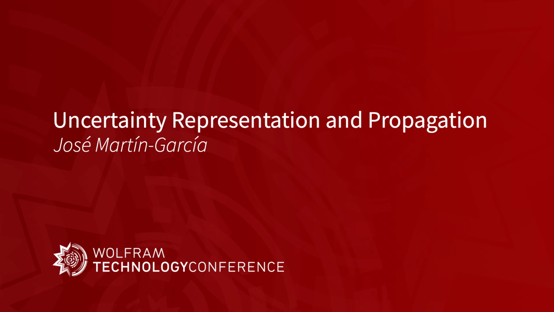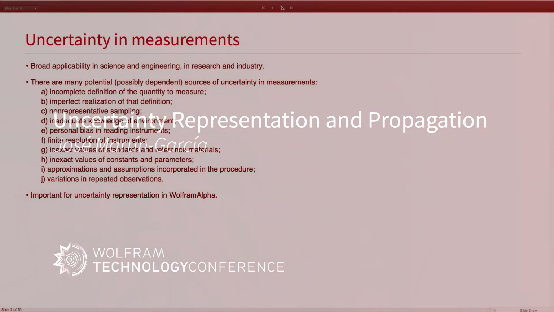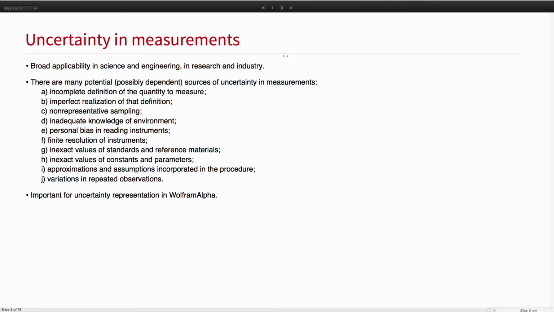Being a physicist myself, it is a great pleasure for me to introduce the concept of uncertainty in the Wolfram language. This is a concept of broad applicability in science and engineering, in research and industry. There are many reasons why, when we have measurements, there can be uncertainty related to incomplete definitions of what we are measuring, problems with sampling, repetition of observations.